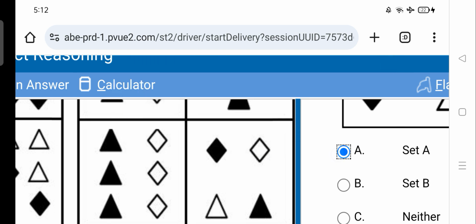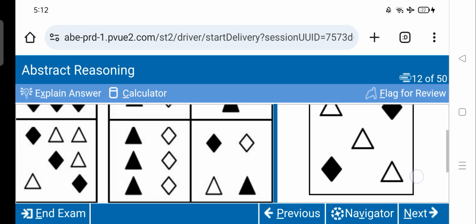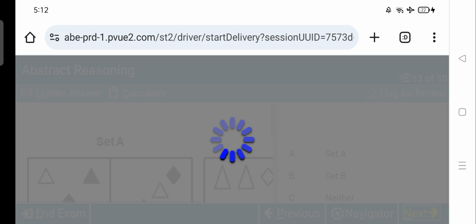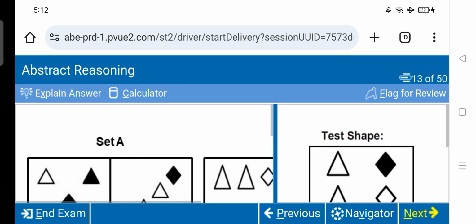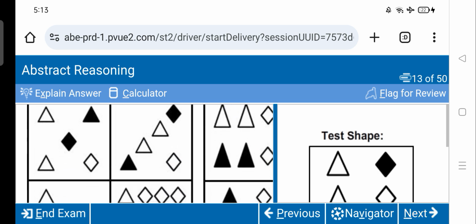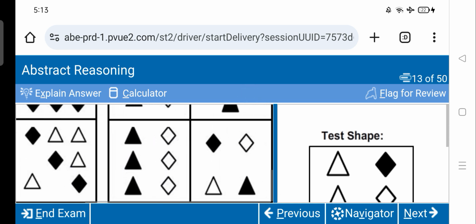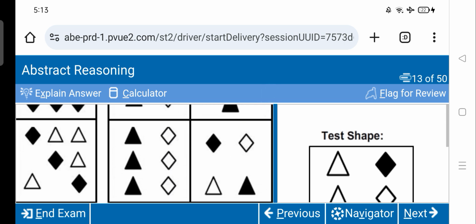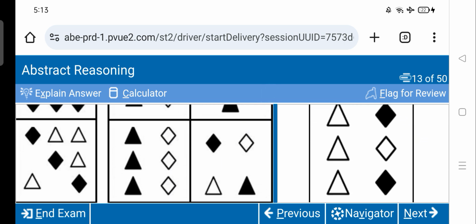So that's how we can say the correct option we have is option A, which is set A. So this test shape belongs to set A. So now we have the same set of shapes as you can see here for set A, and then we have for set B, and the test shape that is given to us is in this form.